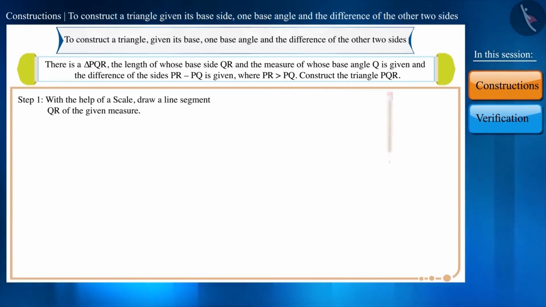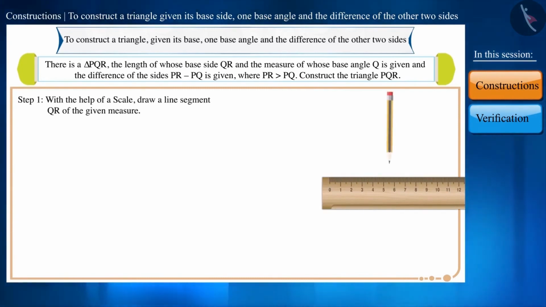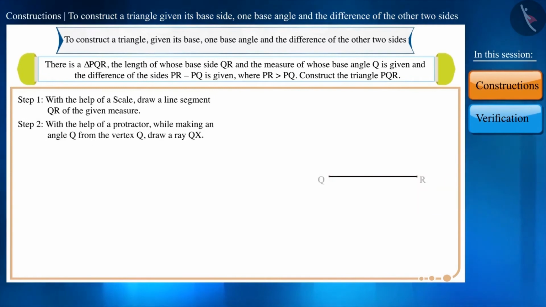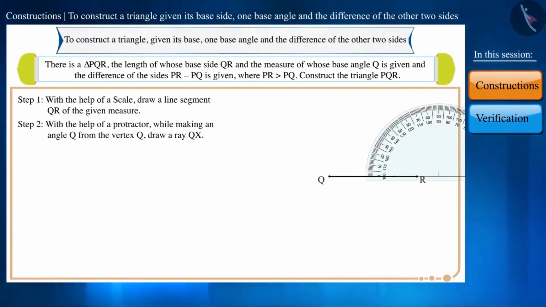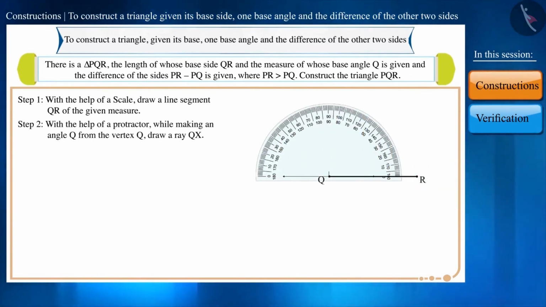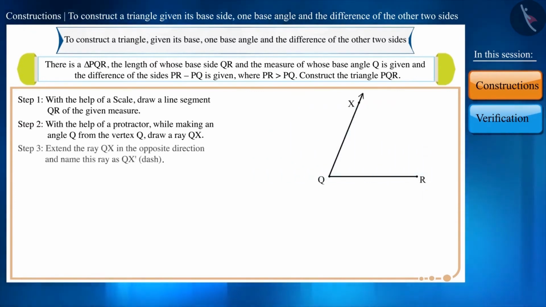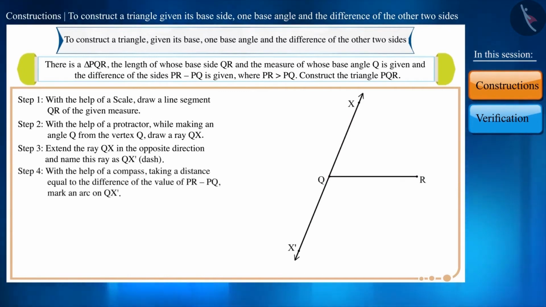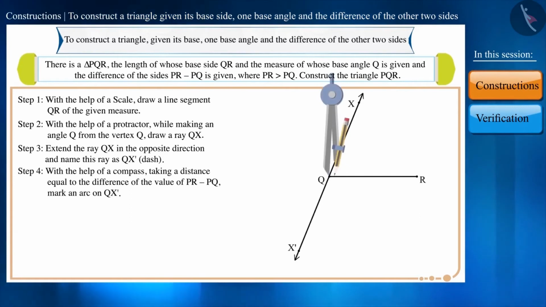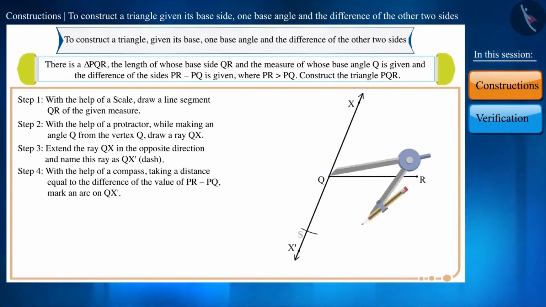Step 1. First of all, with the help of a scale, draw a line segment QR of the given measure. Step 2. With the help of a protractor, by making an angle Q from the vertex Q, draw a ray QX. Step 3. We will now extend QX in the opposite direction and name this ray as QX dash. Step 4. With the help of a compass, taking a distance equal to the difference of the value of PR minus PQ, mark an arc on QX dash.